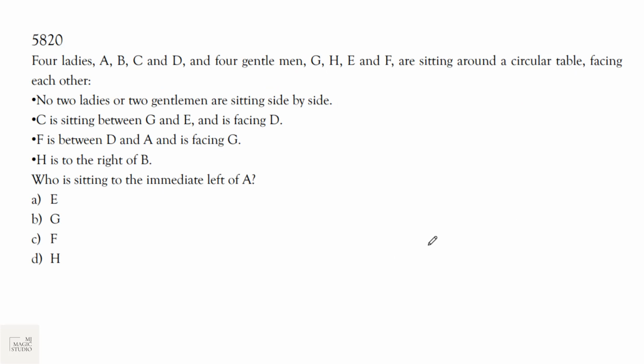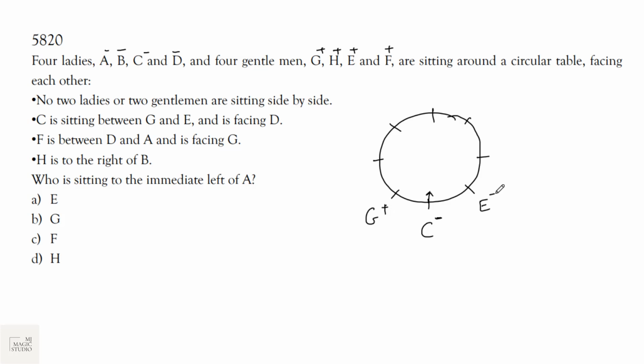One more circular sitting arrangement for practice. 4 ladies A, B, C, D and 4 gentlemen E, F, G, H are sitting around a circular table facing the center, 1 through 8. No 2 ladies or 2 gentlemen are sitting side by side. Wonderful. C is sitting between G and E. C is a lady sitting between G and E.